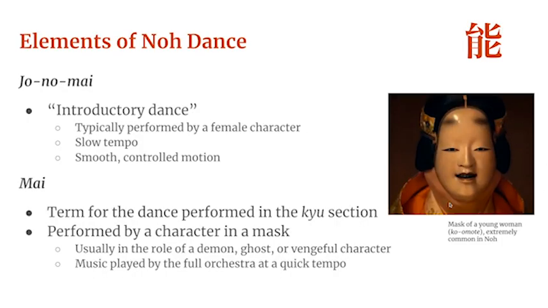All the actors are male, but female characters are represented by masks, as you can see here in this slide. This is a female mask. This is the mask of a young woman, a beautiful young woman, a noble woman most often. The tempo of the music and of the dance itself is quite slow. The footwork is very slow, smooth, and controlled, and there's not a lot of bobbing up and down of the body. For that reason, the range of expression is limited to the arms and the hands and the shoulders and the head.